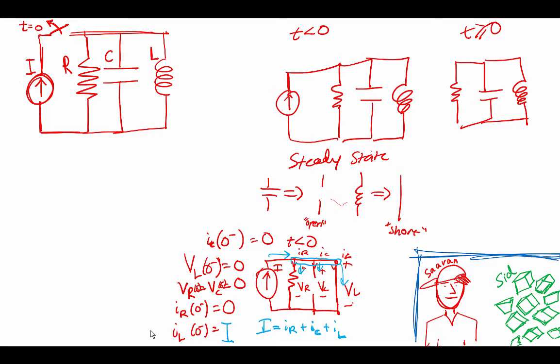We have IL. We know that IL, after a time t greater than 0, must retain its value for that split second right afterwards. And we know that VC of 0 right afterwards must retain its initial value. So for t greater than or equal to 0, VC of 0 minus equals VC of 0 plus, and VC of 0 minus is equal to 0. Similarly, IL of 0 minus equals IL of 0 plus equals I.